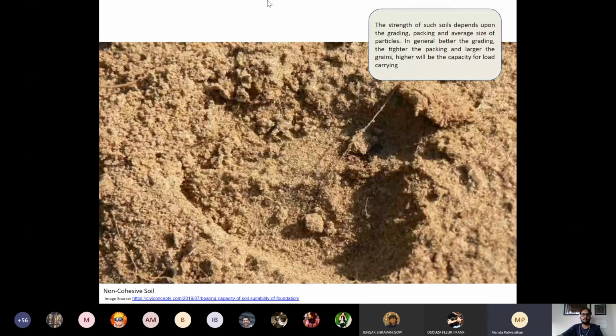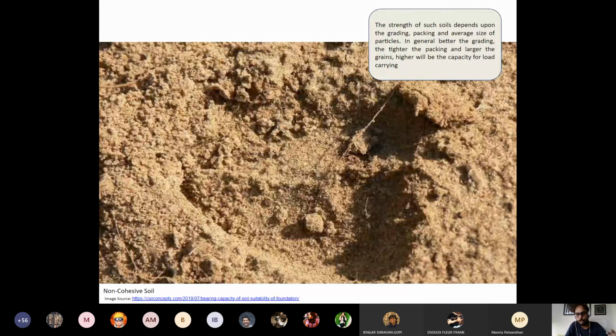Sorry, Shirish, go ahead. We just term it as hard strata. So the foundation is taken down up to what we call hard strata. The third type is what is called non-cohesive soil.